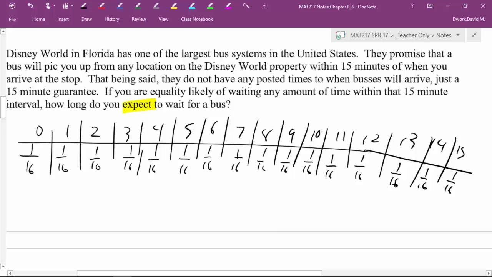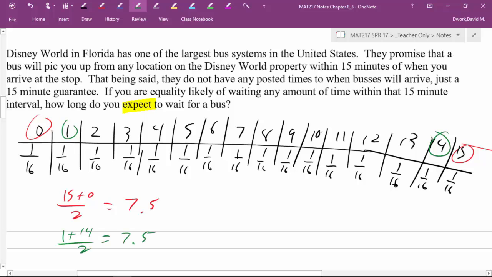So the idea here is the quote-unquote average wait time. If one time I had to wait 0 minutes, and the other time I had to wait 15 minutes, the average of those two would be 7.5 minutes, right? And similarly, if I had to wait 1 minute one time and 14 minutes another time, the average of those would be 7.5 minutes.